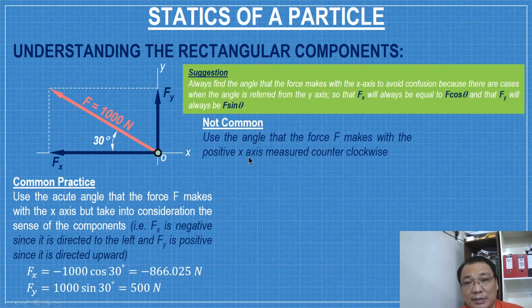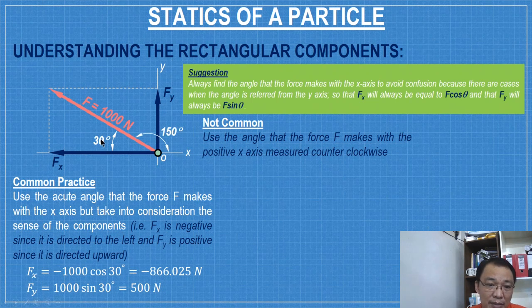Now, that's my suggestion. But there is another one, the not-so-common style. Use the angle that the force F makes with the positive x-axis, measured counterclockwise. Even if the angle is referred from the y-axis, it is okay, because your reference for the angle is from the positive x-axis. Like this one. If 30 is given, then the angle referred from the positive x-axis measured counterclockwise is 150.